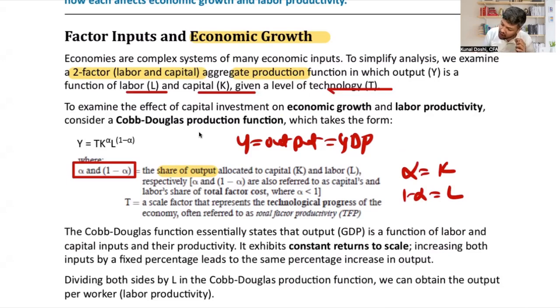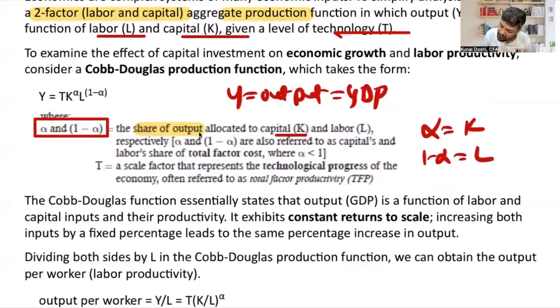So basically, the share of output allocated to capital, the proportion of capital's contribution in the GDP, is alpha, and labor's contribution in the GDP, or how much a change in labor will increase the GDP, is 1 minus alpha. Okay, so the share of output allocated to capital and labor, also referred to as capital and labor's share of total factor cost, where alpha is going to be less than 1. So, guys, not everything is coming from capital and labor. There is a third component which is very important, that is technology.